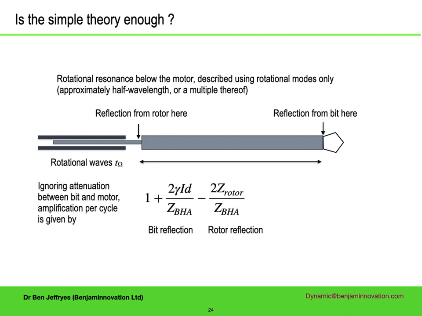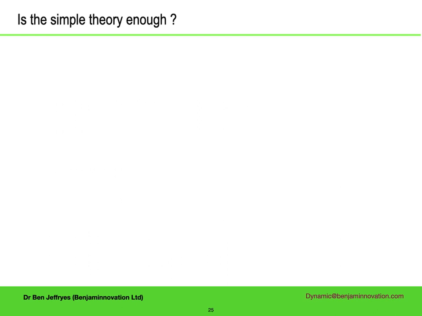It looks like we have a pretty good theory to explain what is going on. There is a wave going up and down with a bit reflection that is slightly greater than 1, and a rotor reflection that is slightly less than 1. So with excitation, if the bit reflection exceeds the rotor reflection, then that resonance will grow.